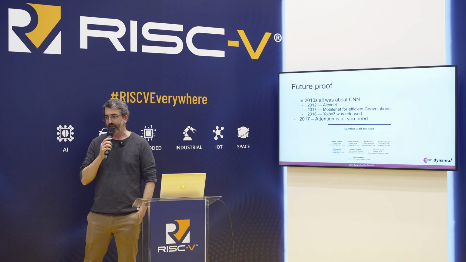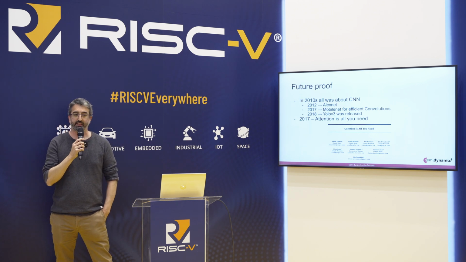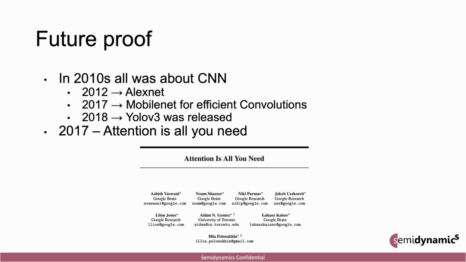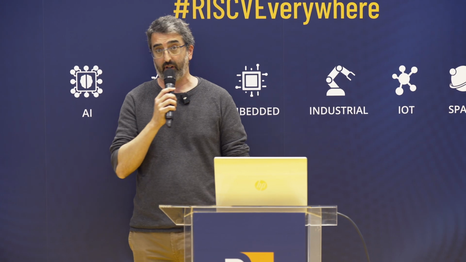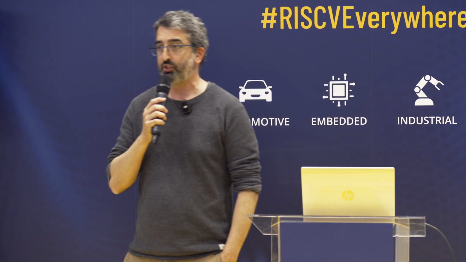But the main thing Semidynamics likes to always comment on is: okay, is this easy? Are we future-proof, as we like? If we analyze slightly what happened in the market of models during the last 10, 20 years, we can see that in the 2010s, everything was about convolutional neural networks. In 2012, AlexNet appeared. Everyone liked to do object detection with images with convolutions.